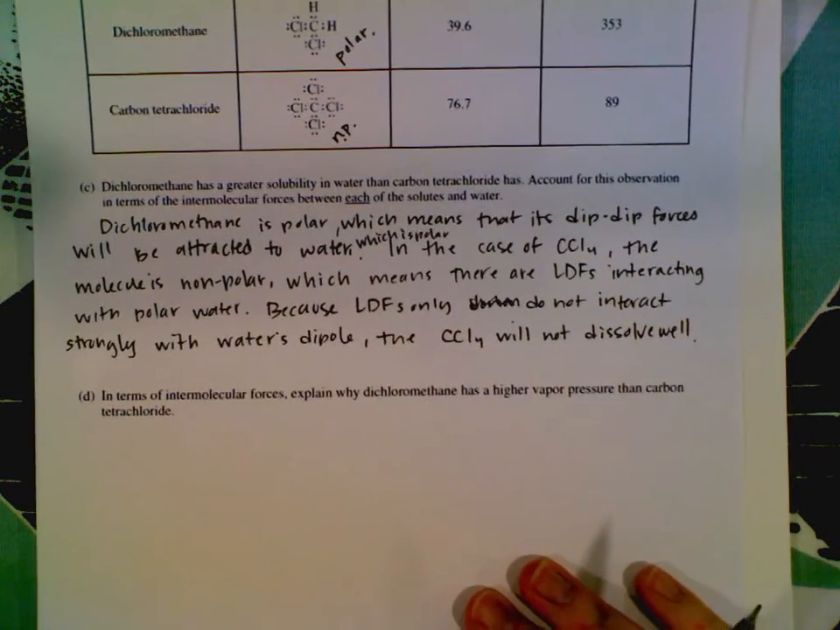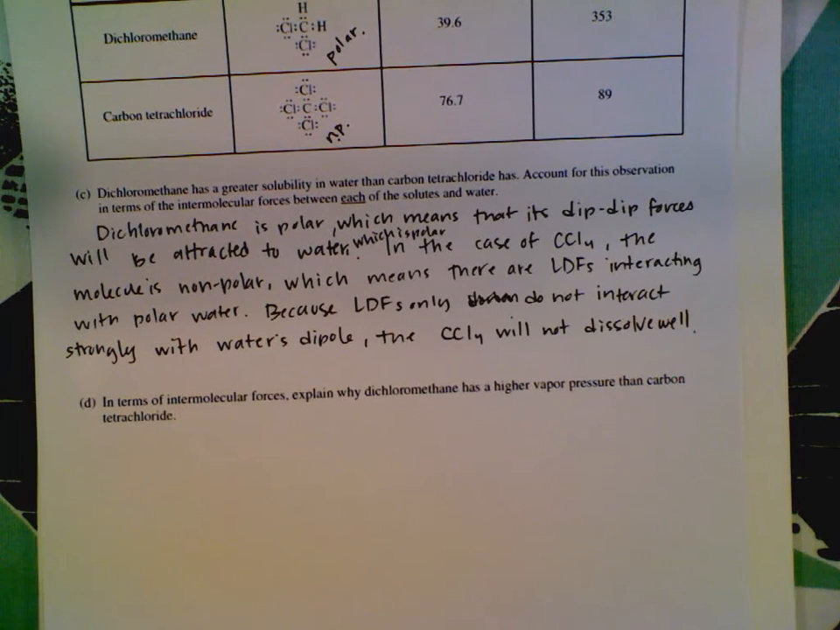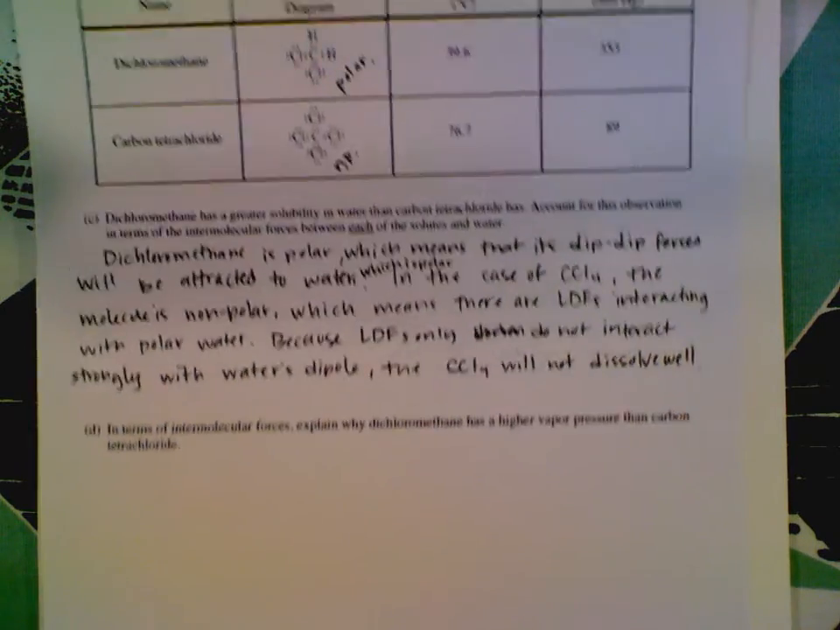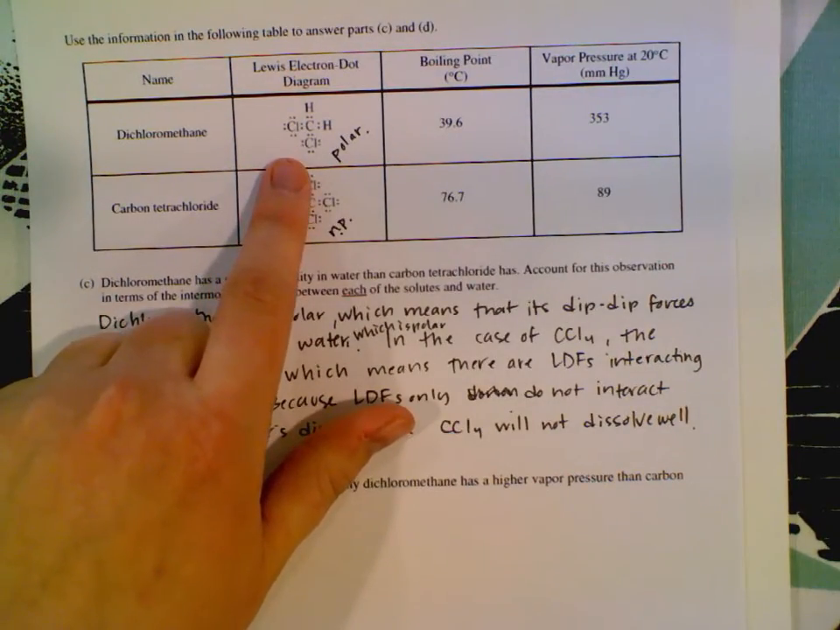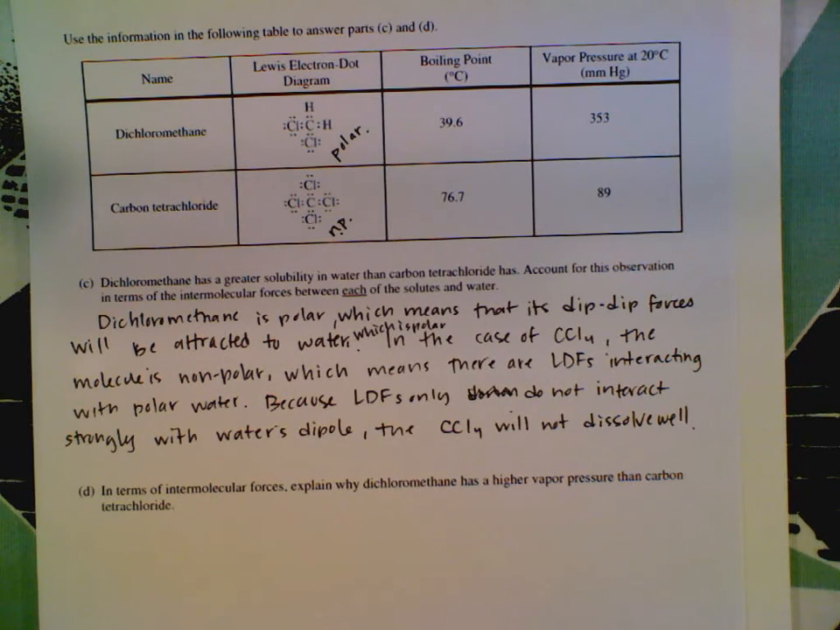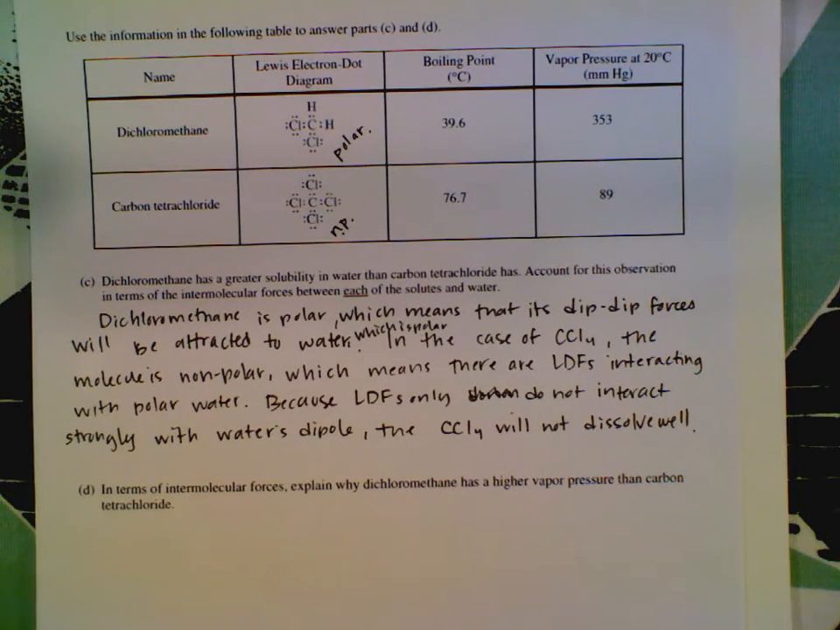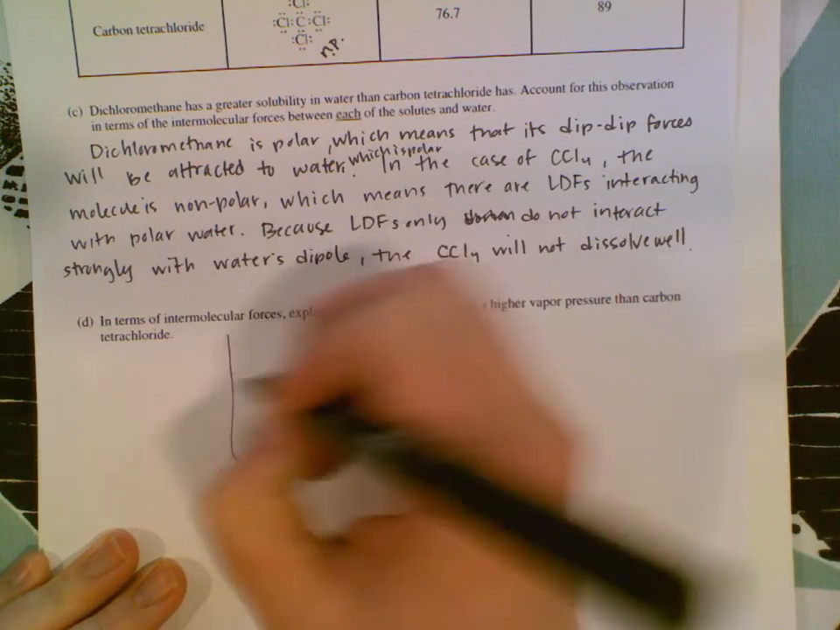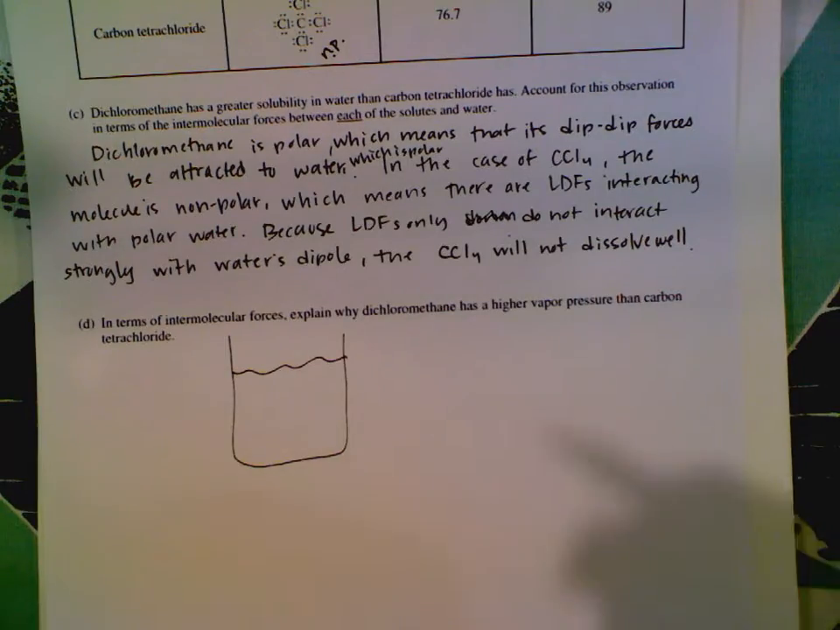Okay. For D then, it says in terms of intermolecular forces, explain why dichloromethane has a higher vapor pressure than carbon tetrachloride. So because CCl2H2 here has a higher vapor pressure, it means that it's easier for those atoms and molecules to escape the surface. If you remember vapor pressure, this isn't what you have to put in your response. This is just a quick review.